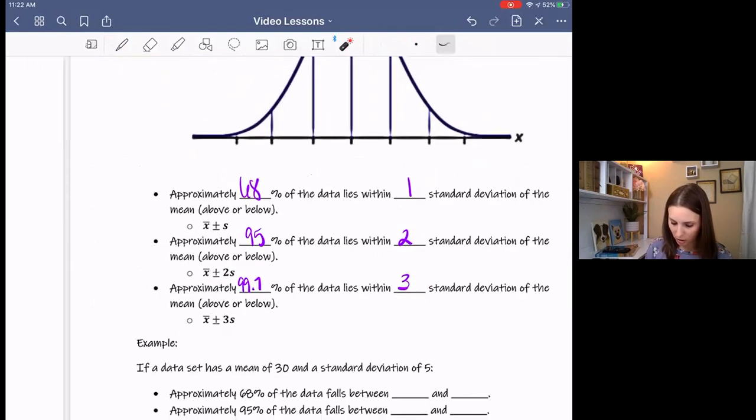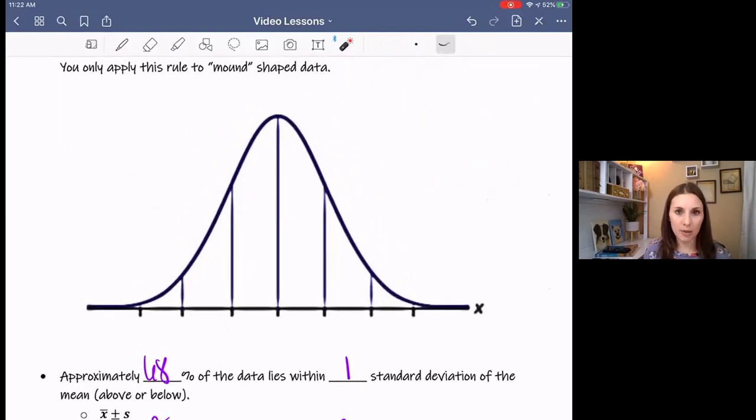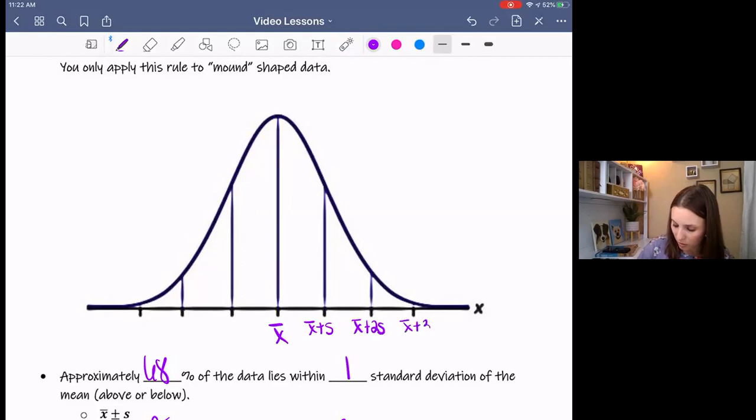And I want you to take a second to label this graph here in a way that makes sense to you. You can pause it and do that if you want to. And when you come back, you'll see that the middle, the center, is X bar. And then this is X bar plus 1 standard deviation. This is X bar plus 2 standard deviations. X bar plus 3 standard deviations. And then on the other side of it, that's X bar minus 1 standard deviation because it's below the mean. X bar minus 2 standard deviations, X bar minus 3 standard deviations.